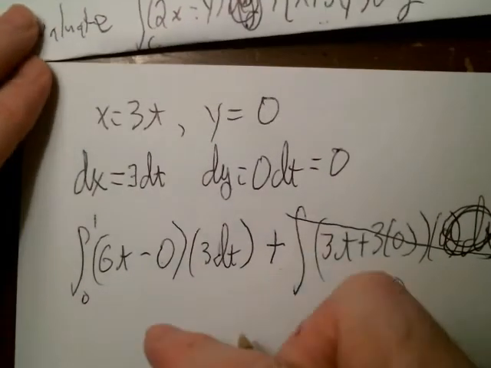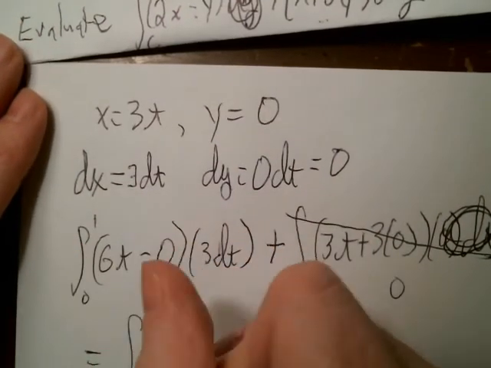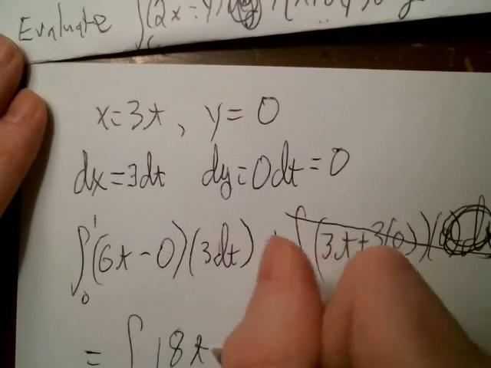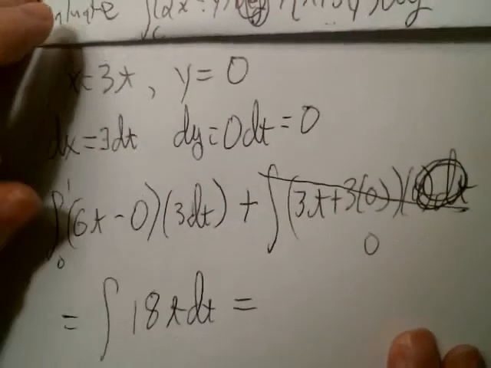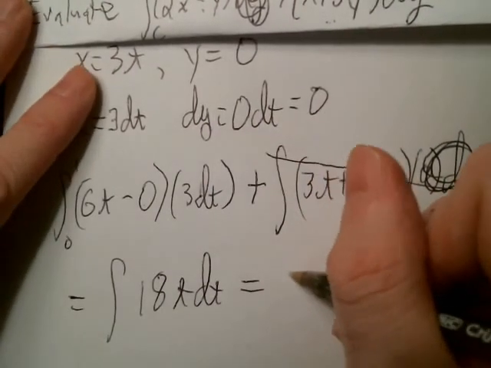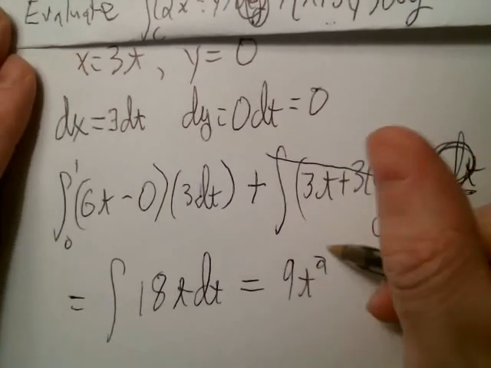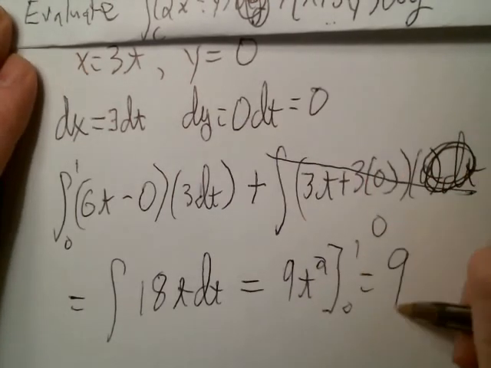Okay, over here then I have the integral of 18t dt, and you integrate that and you get 18t squared over 2, which is 9t squared. From 0 to 1 is 9.